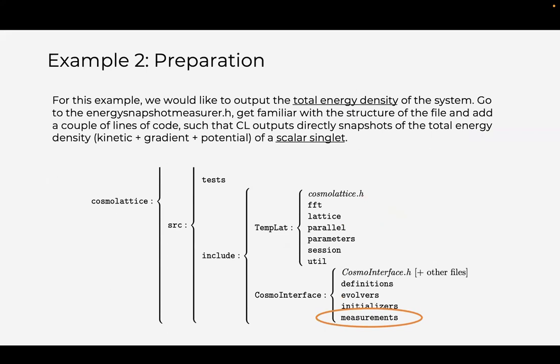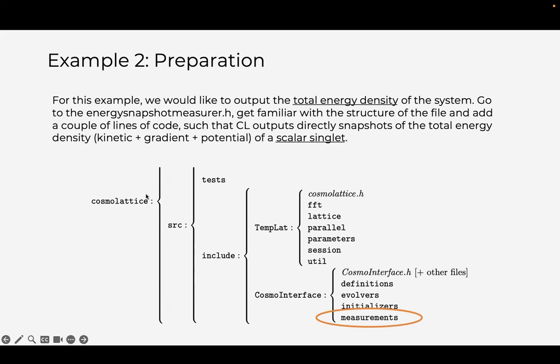To make the plots for these oscillons, I thought you could try to adapt your energy snapshot measure, which you found here, so that you just output directly the total energy density of your scalar singlet. You might need to get familiar with this file. And as you've seen before, the relevant lines of code are already in this presentation, so I think it should be straightforward to do so.